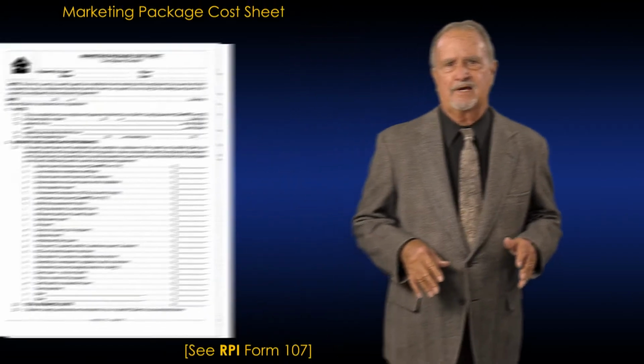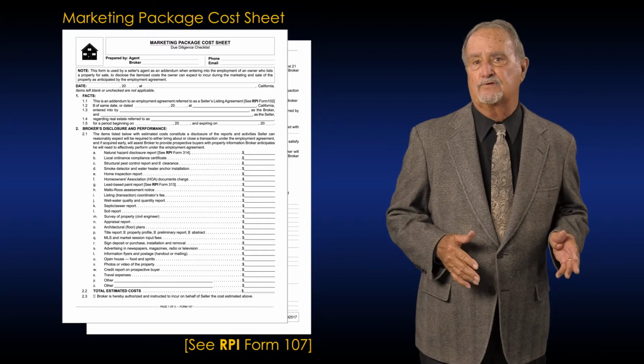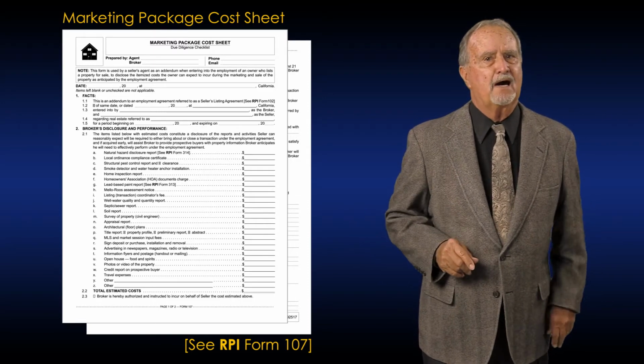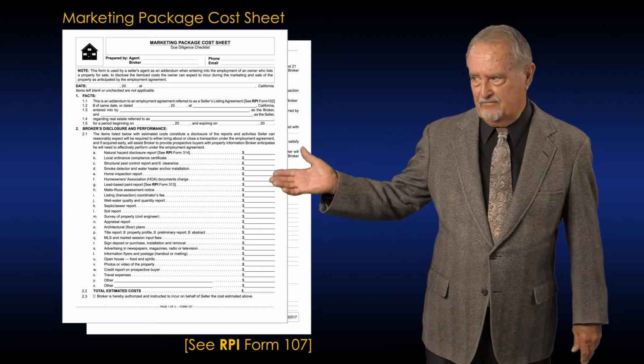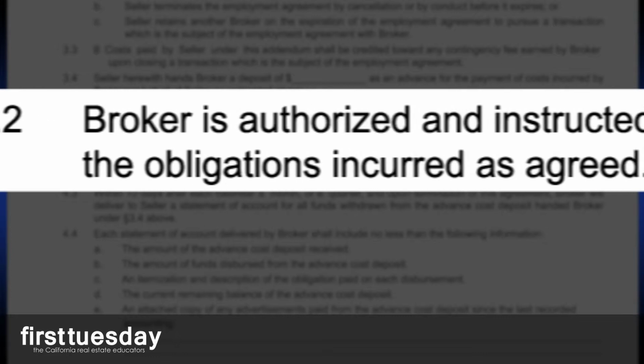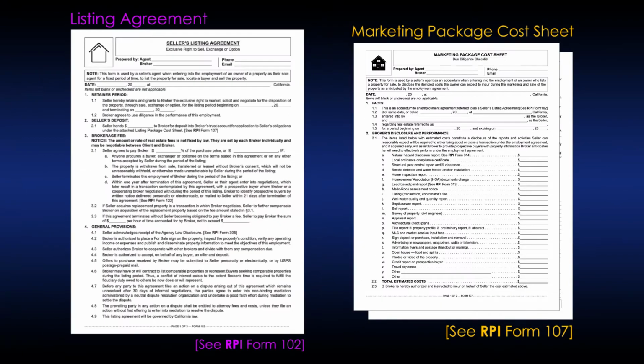An advance cost sheet, also referred to as a marketing package cost sheet, acknowledges the broker's receipt of any deposits toward marketing costs. This is RPI Form 107. Further, it authorizes the broker to make disbursements from the funds as the itemized costs are incurred. The advance cost sheet is best included as part of the marketing package as an attachment to the listing agreement.